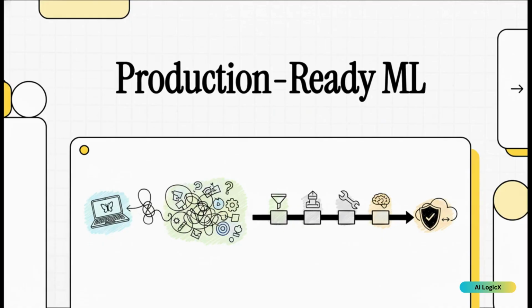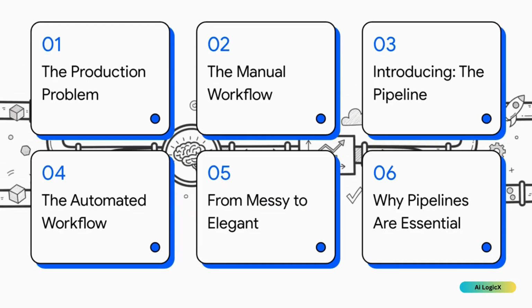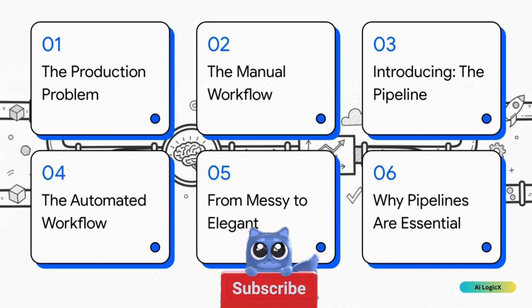Today, we are going to break down exactly how to make that whole process smooth, professional, and most importantly, super robust. Here's how we're going to tackle it. First, we'll really define the production problem. Then we'll walk through the kind of painful manual workflow. After that, I'll introduce the elegant solution, the ML pipeline. We'll see how it automates everything, compare the two methods side by side, and then wrap up with why this is, no joke, an absolutely essential skill for anyone serious about machine learning.